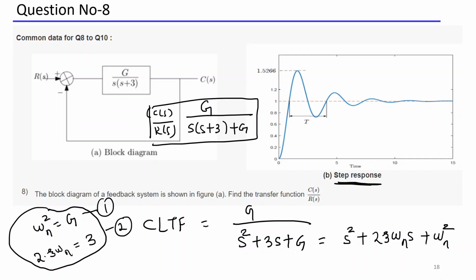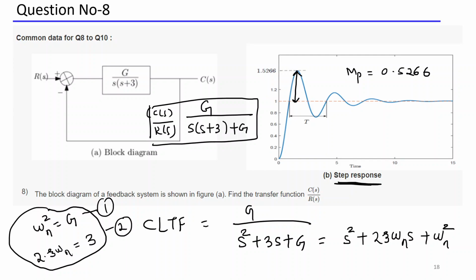Can anyone tell me what this peak overshoot value is? Peak overshoot means, from your input, how much your peak is going. Input is 1. From 1 you are moving to 1.5266. It means your peak overshoot is, I'm not writing in percentage, I'm just finding the absolute value, 1.5266 minus 1, which is 0.5266.